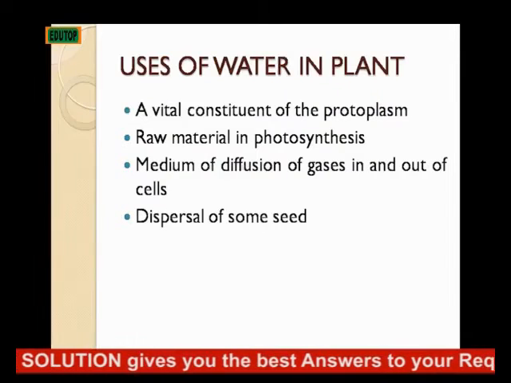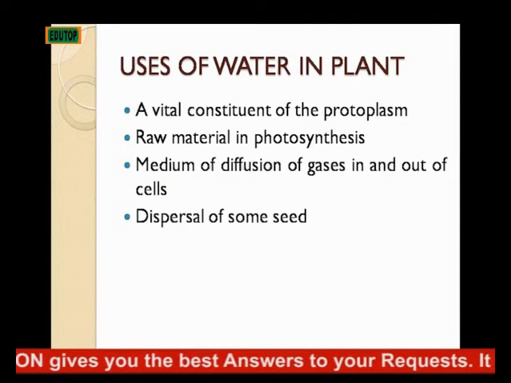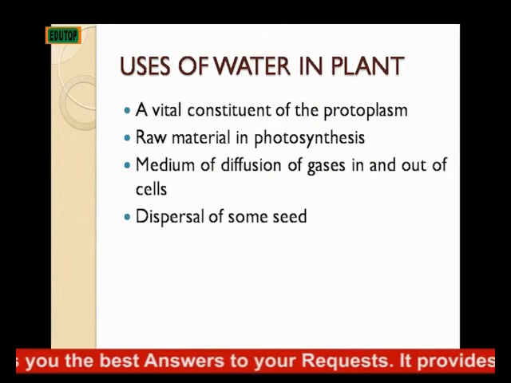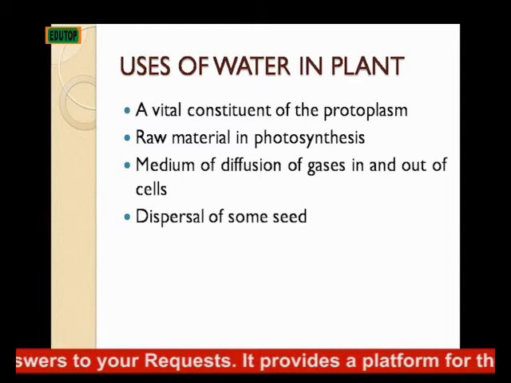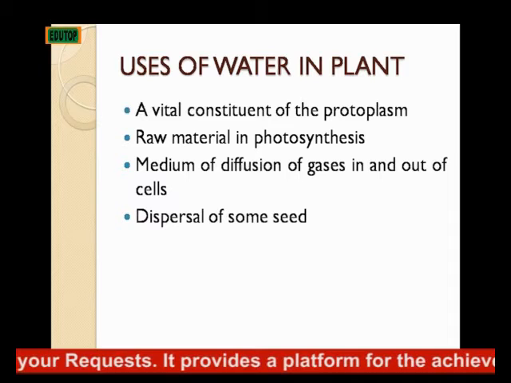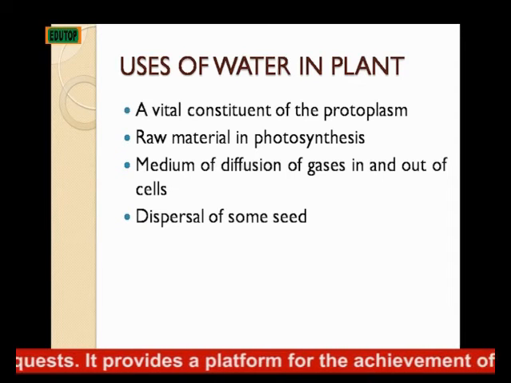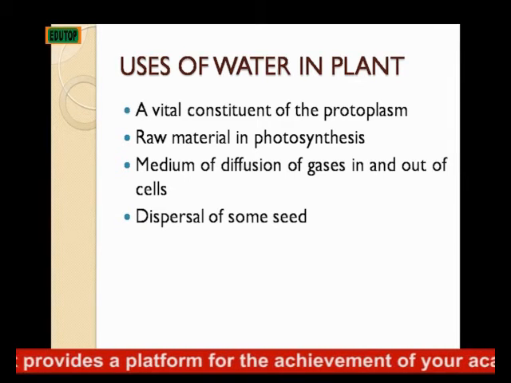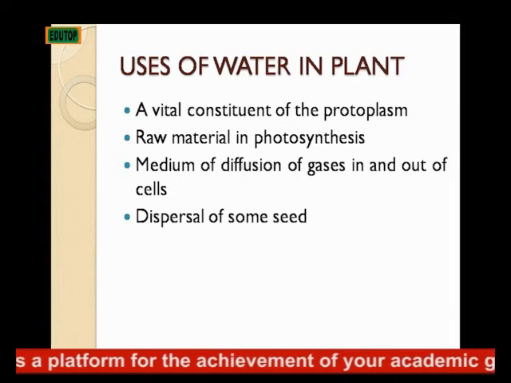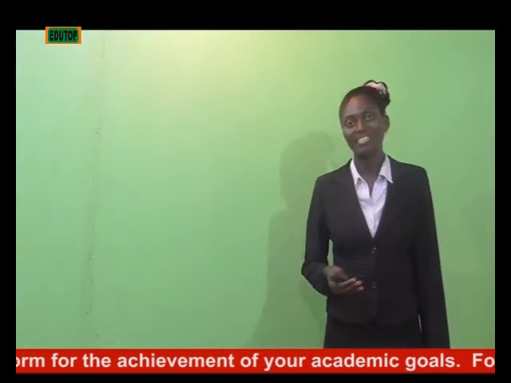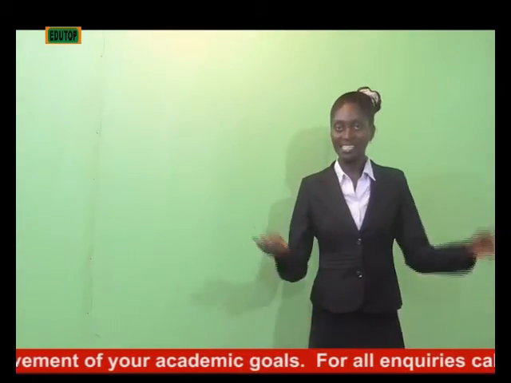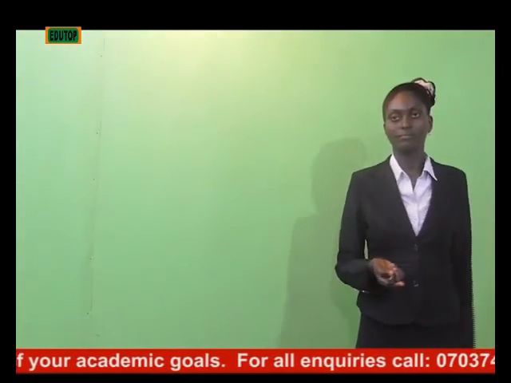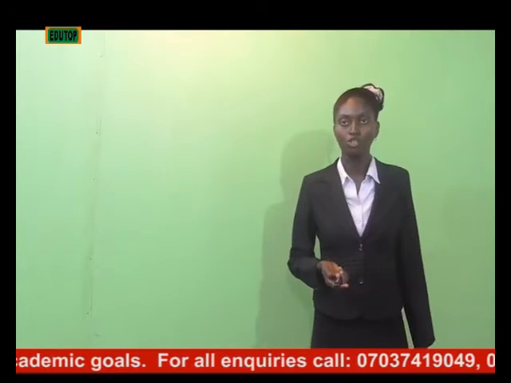One, it's a vital constituent of the protoplasm. Then it's a raw material in photosynthesis. Water is very essential for photosynthesis. It's a medium of diffusion of gases in and out of the cell. Water is used for dispersal of some seeds. Some seeds are dispersed by water. So it helps in propagating seed and eventually reproduction.